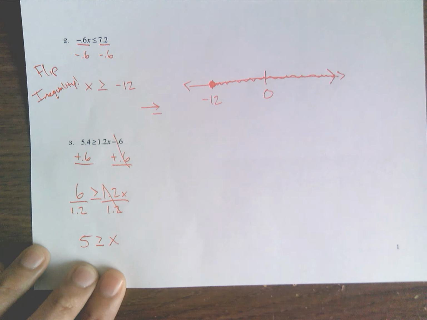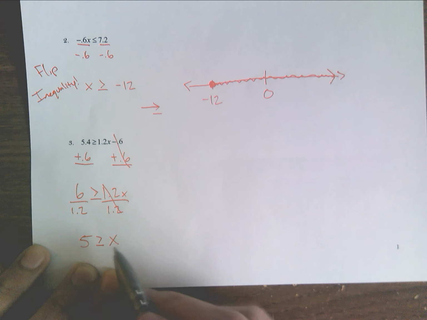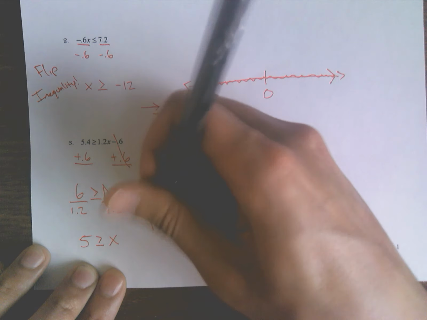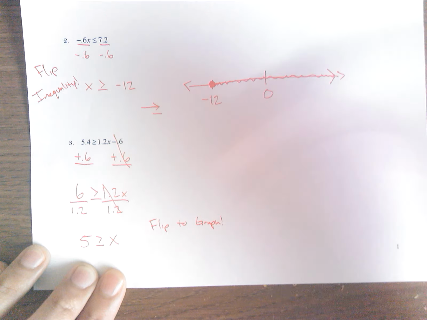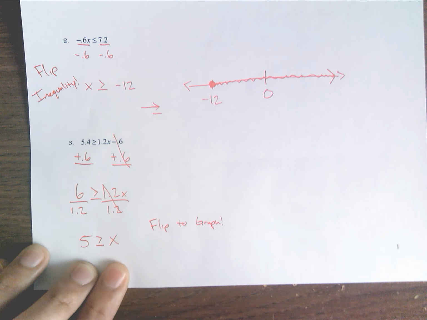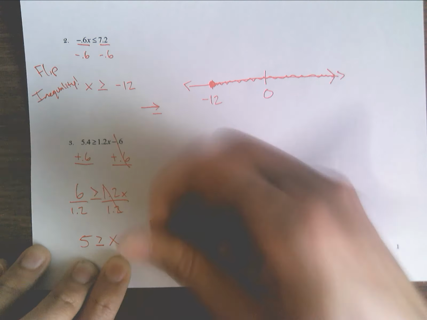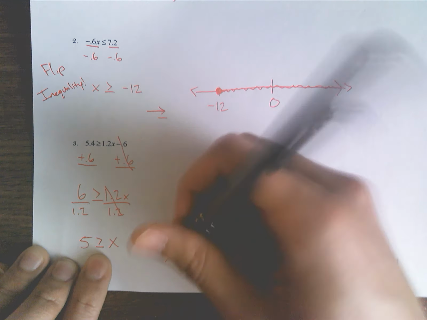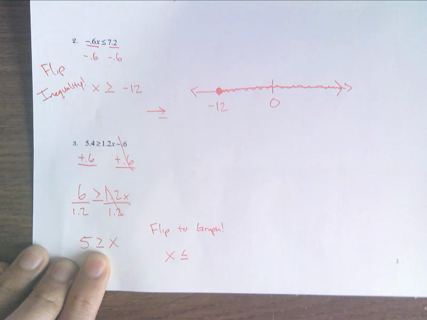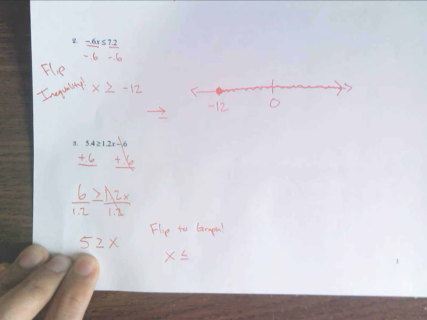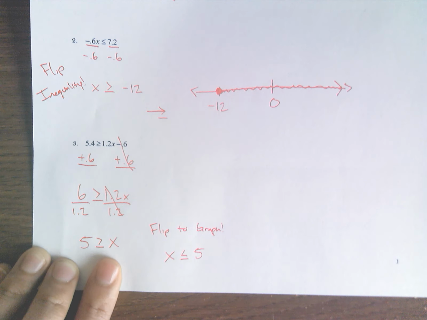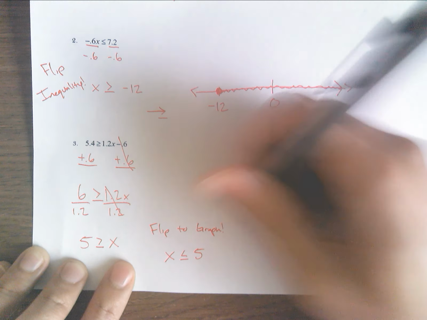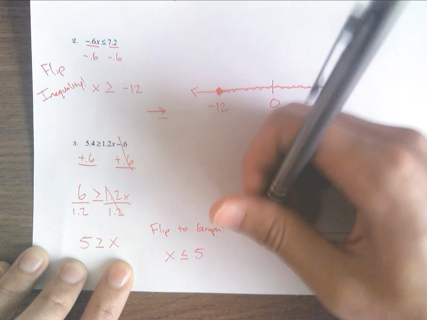Now, in order to graph this, our variable's on the right-hand side, so we've got to flip this. I'm going to go ahead and write that: flip to graph. In order to flip this, x moves from the right-hand side to the left-hand side. Our inequality also flips, so now we're looking at less than or equal to. And then our 5 flips from the left-hand side to the right-hand side. So everything flips. Now our variable is on the left-hand side, so we can graph.